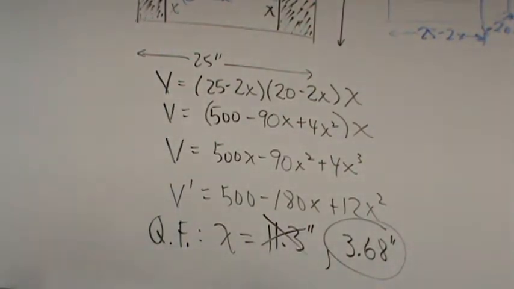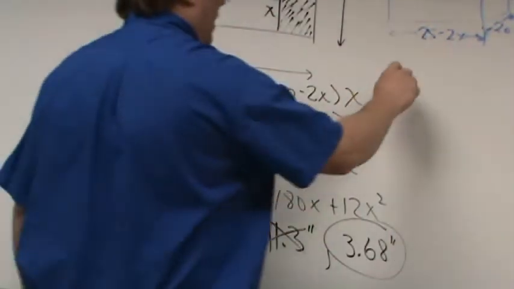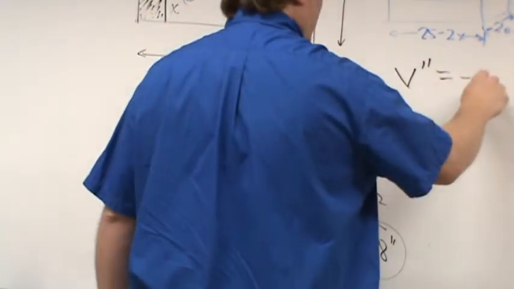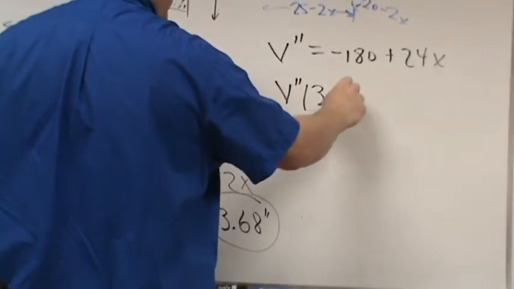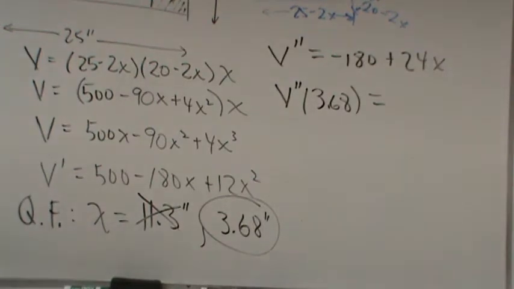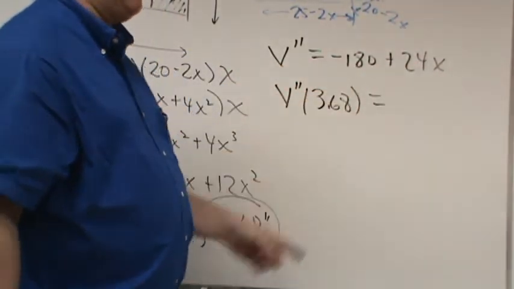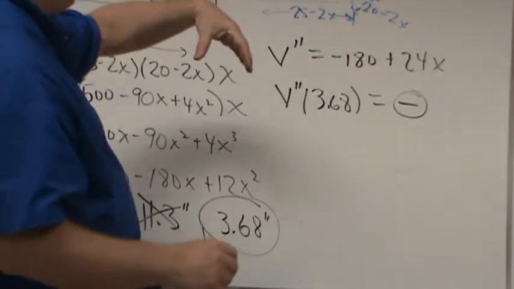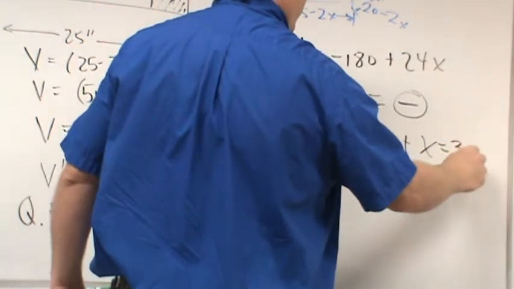Now let's go ahead and see if it's a relative min or a relative max. What would you recommend, first derivative test or second derivative test? I'll tell you, when you've got a situation where taking the second derivative is trivial, I would say do the second derivative test. V double prime is negative 180 plus 24x, and now I just have to find what V double prime of 3.68 is. I don't even care what it is, I just care whether it's positive or negative. When I put in a 3 here, I'm going to get something like 80 or 90. Well, that's way less than negative 180, so I know it's going to be negative. And so concave down means it's a relative max at x equals 3.68 inches.